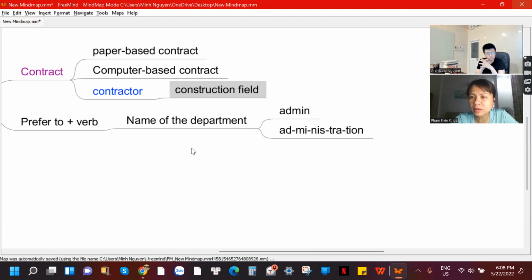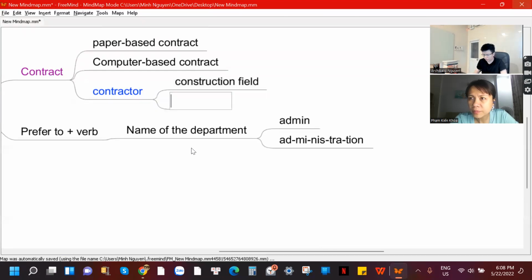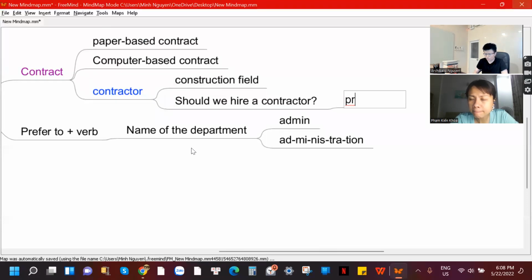Okay, so let's make a situation. If you build a house, or if you build a company or an office for yourself, do you think you should hire a contractor? Should we hire a contractor? Yeah. Okay, so show me, Miss An. Contractor. Yeah.